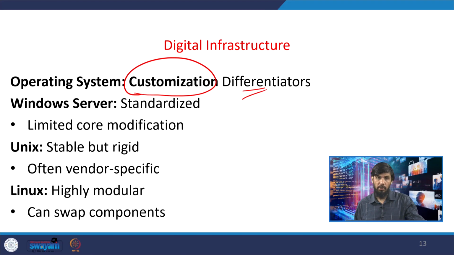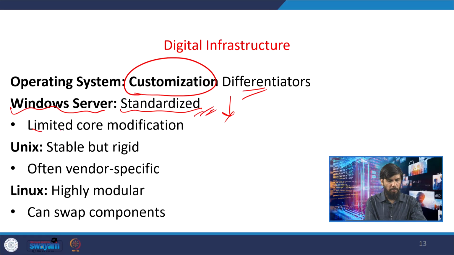Moving on, so if we look at the customization, what are the differentiators for customization for these three operating systems. So we look at Windows Server. It is pretty much standardized. Whatever they offer, you get that. Some configuration you can do, right. So customization chances are much lower. So limited code modification, right, not much you can do here. If you look at Unix, it is stable but rigid. Whatever customization is, that is vendor specific. So the customization option here is also lower.